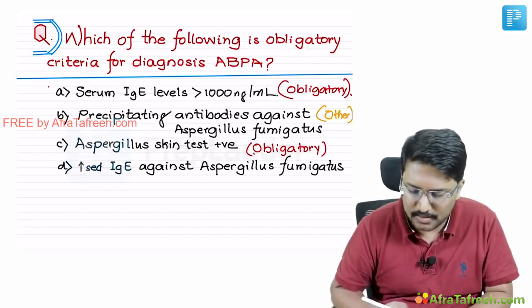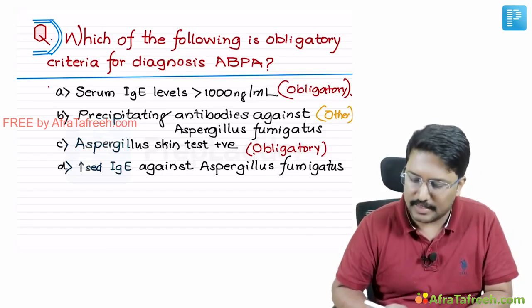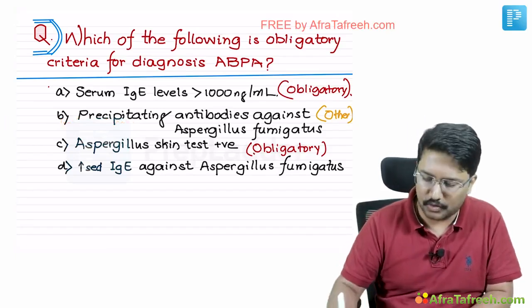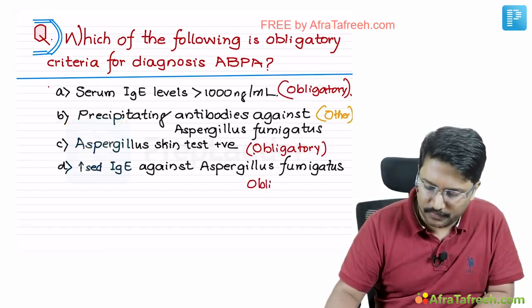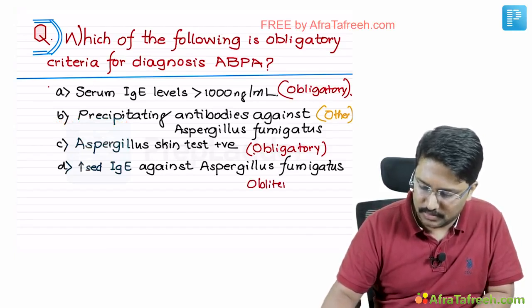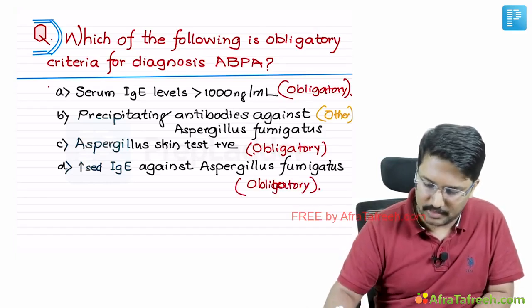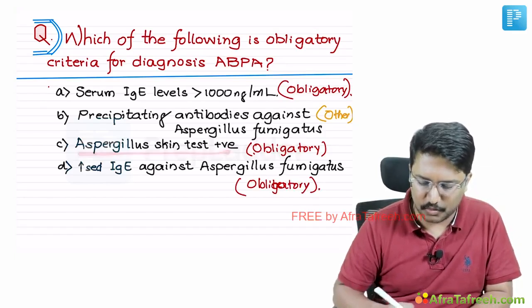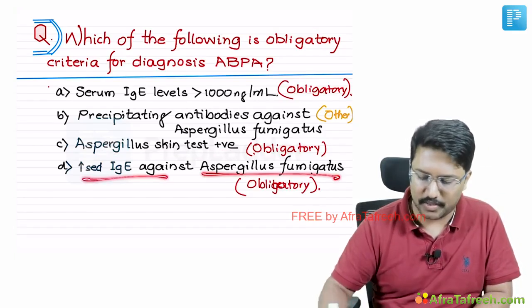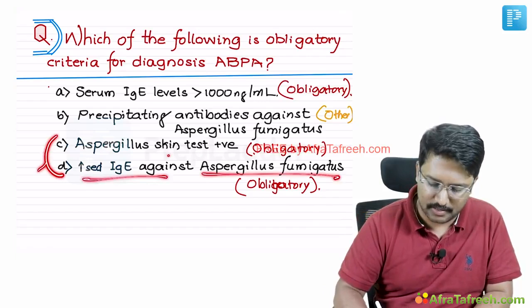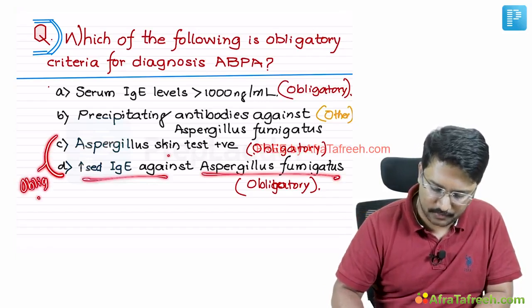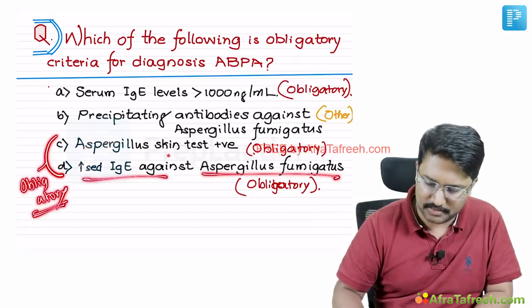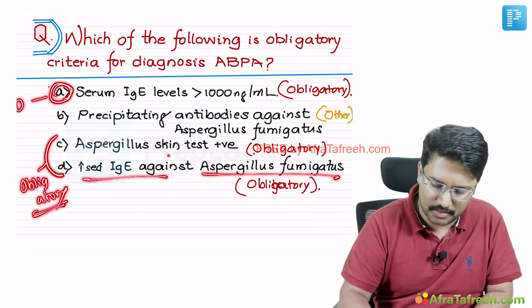Okay. And the raised IgE specifically against Aspergillus fumigatus, that was also an obligatory criteria. Now we had to make one consideration between these two, right? Option C and option D are part of a single obligatory criteria. Either the skin test should be positive or the IgE against Aspergillus fumigatus should be positive. So they're combined as one obligatory criteria. If one of them is present, that obligatory criteria is satisfied, and option A is another obligatory criteria.